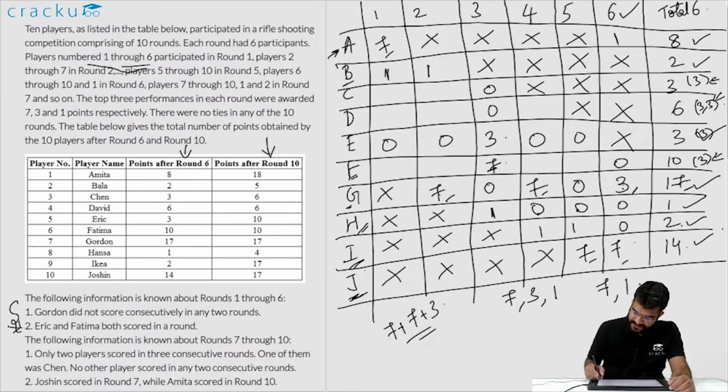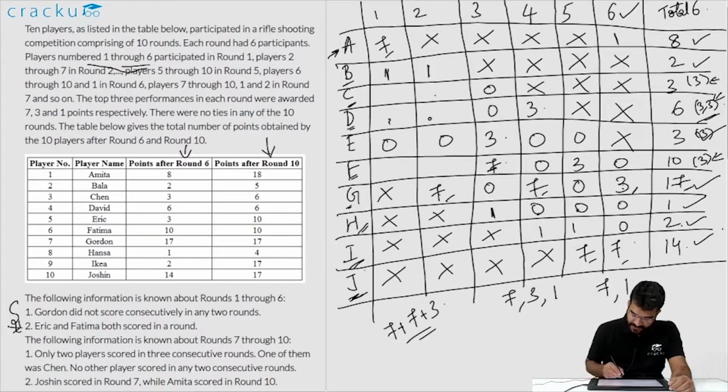Now the thing that we should observe is that the two 3s that David has scored can't be in the first and second rounds, because Chen has participated only in the first and second rounds, and in one of the two of them he has definitely scored a 3. So that would imply that in the 4th round David has scored a 3. This is important to notice because once we have figured out that David has scored 3 in round 4, we can even identify that Fatima has scored 3 in round 5, because she can't score 3 in round 4.